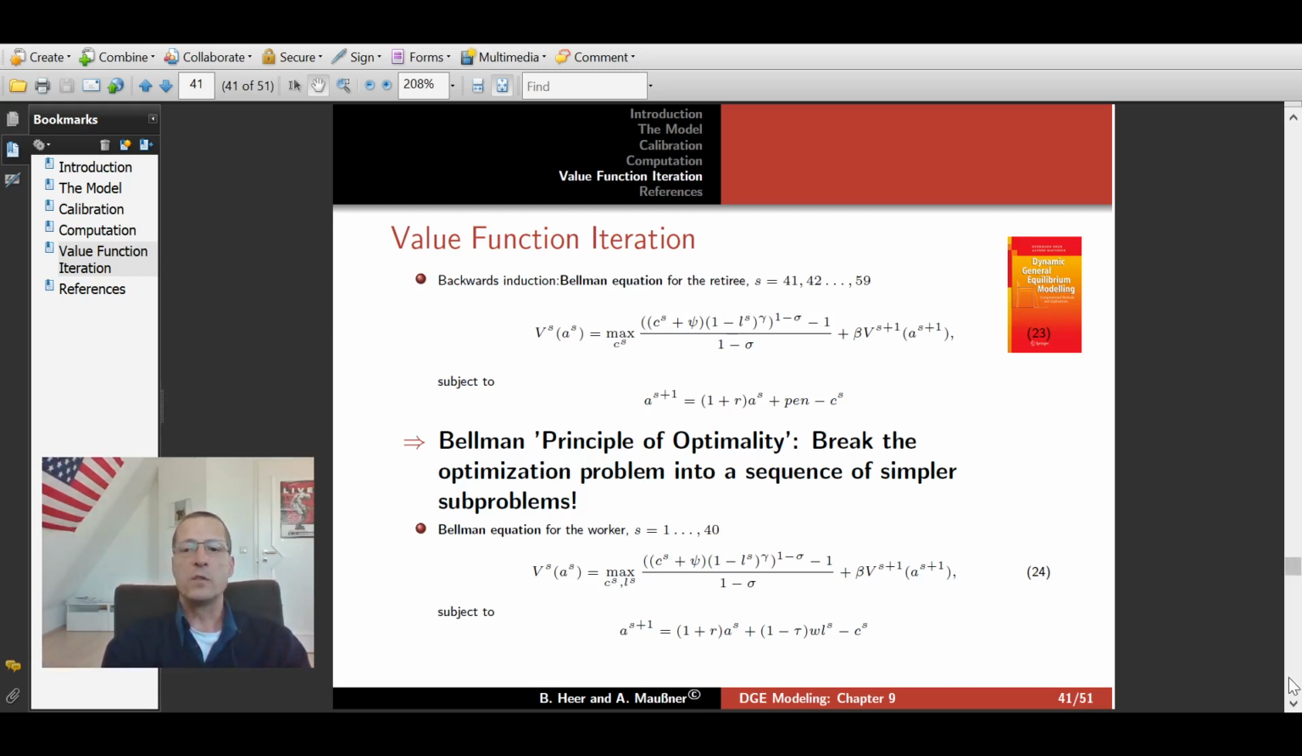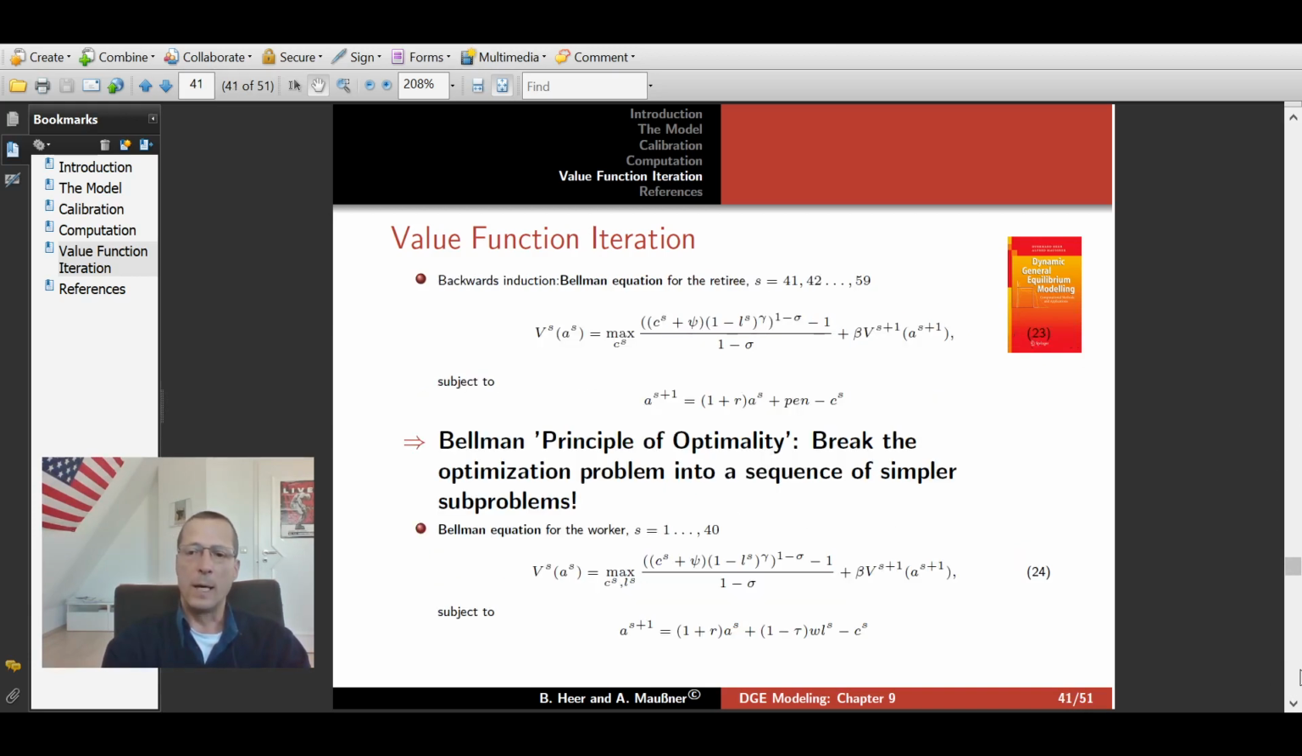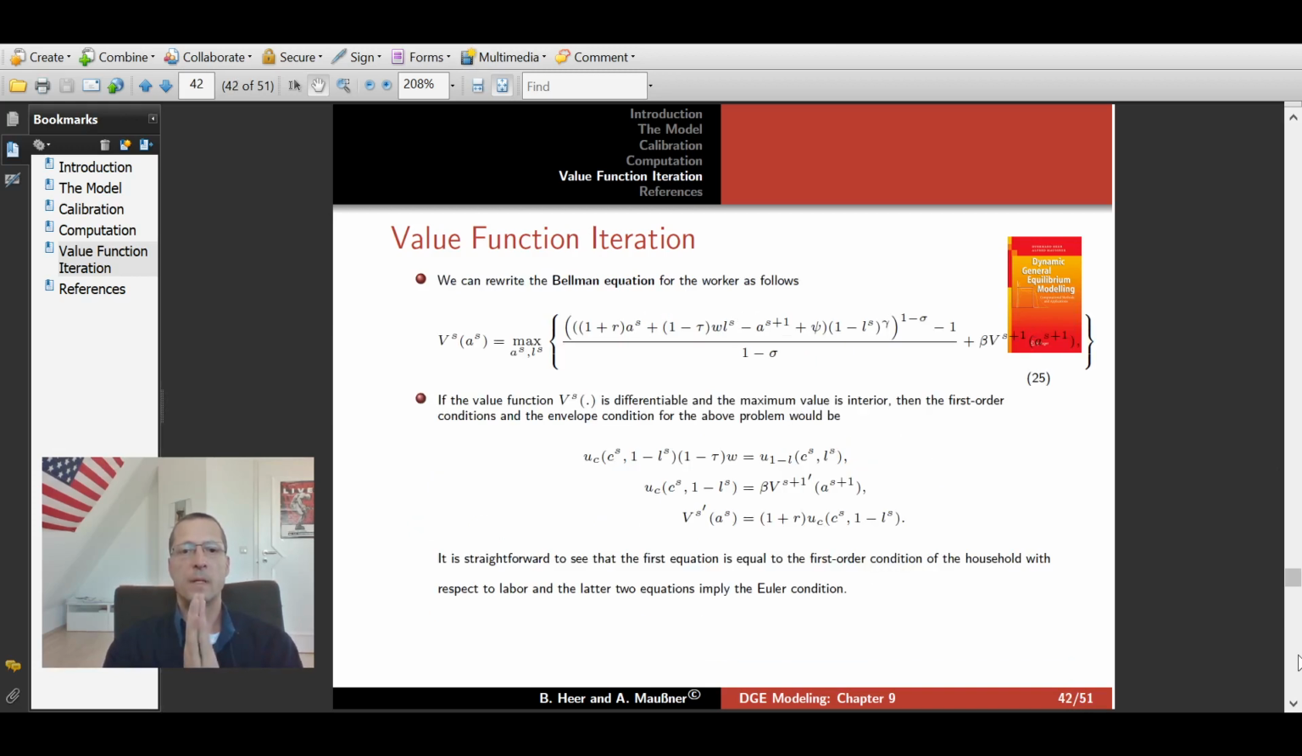Now, how do we solve this problem? Well, let's look at the Bellman equation of the worker and substitute his budget constraint for consumption here. So here we have 1 plus R times AS plus 1 minus tau W LS, the net wage income, minus next period wealth AS plus 1, his budget constraint. So we have C plus S. And look at this Bellman equation and the optimality condition.